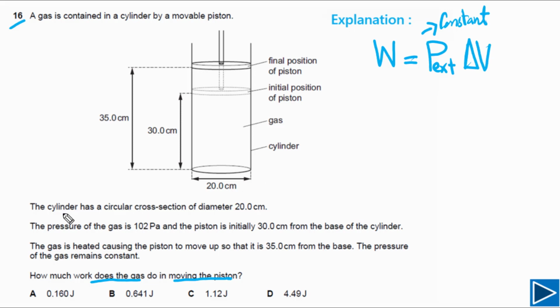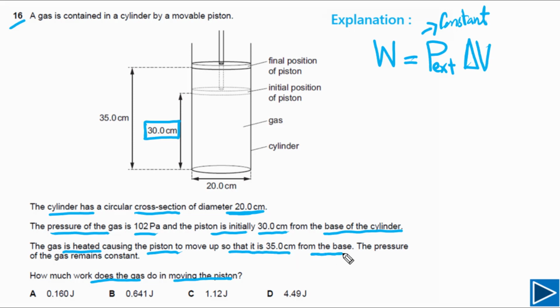Now if you read this question, it is given that the cylinder has a cross-sectional area, and the diameter is given, that is equal to 20 centimeters. Pressure of the gas is 102 when the piston is initially 30 centimeters from the base of the cylinder. So this distance is given, this is 30 centimeters. The gas is heated, causing the piston to move up to 35 centimeters. The pressure of the gas remains constant.